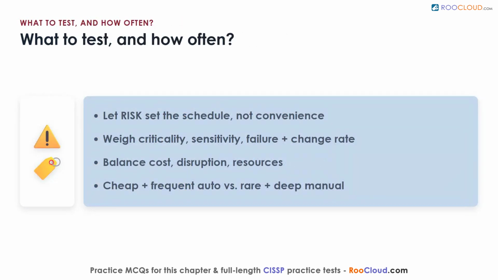How do you decide what to test and how often? You let risk set the schedule, not convenience. Weigh how critical and sensitive the system is, how likely the control is to fail or be misconfigured, and how often its configuration changes. Then balance that against the cost, the disruption, and the resources each test consumes. A card processing platform might get an automated scan every night, with an expensive manual test just once a year, frequent and cheap where it can run itself, rare and deep where a human must dig.